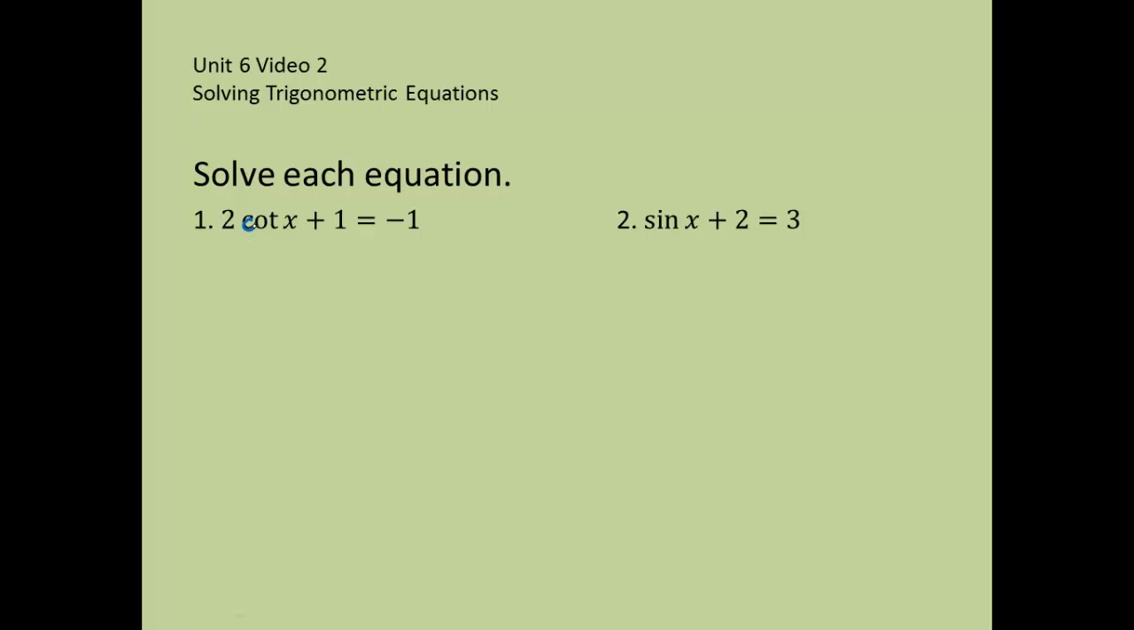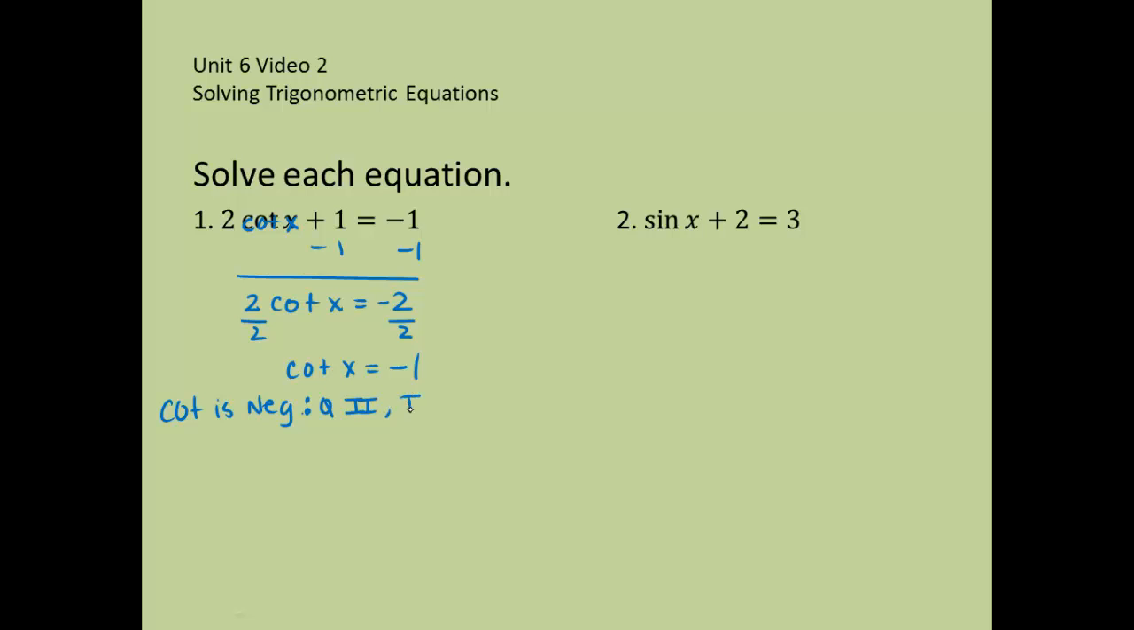To solve this and try to get the cotangent of x by itself, I'm going to subtract 1 from both sides, leaving me with 2 times the cotangent of x to equal -2. I'm going to divide both sides by 2, leaving me the cotangent of x to equal -1. Now, if I want to find out x, then what I want to find is what angle gives me a -1 for our cotangent. And I have to remember that cotangent is negative in quadrants 2 and 4. So I actually have 2 places where the cotangent will give me a -1 value.